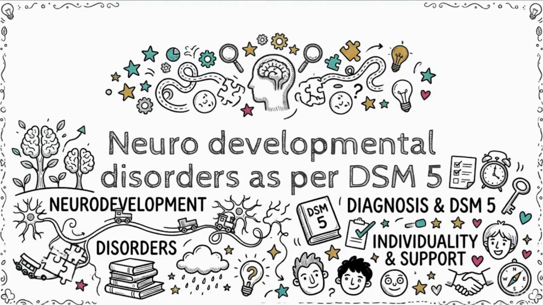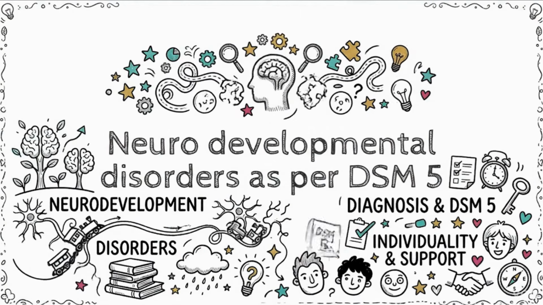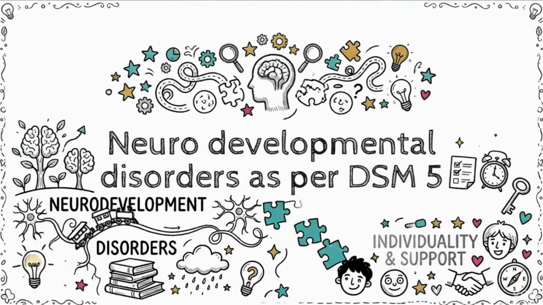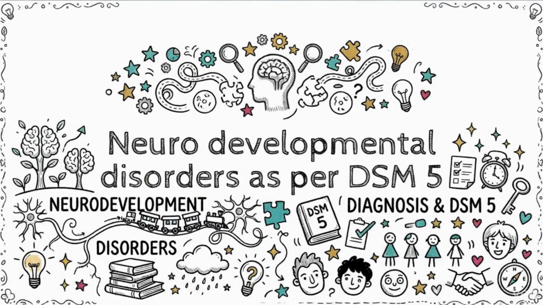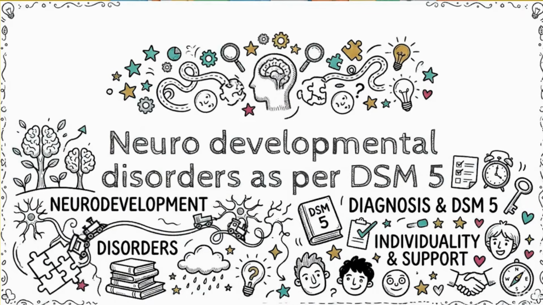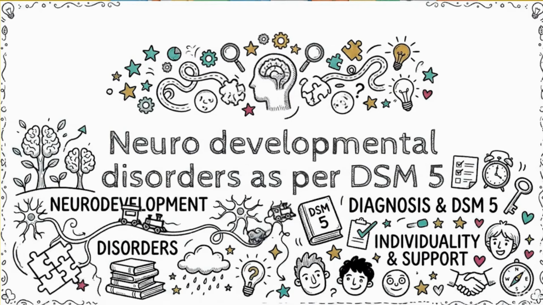Hello everybody, today we are going to start our first section of the Diagnostic and Statistical Manual of Mental Disorders, 5, which is neurodevelopmental disorders, and under this we are going to learn everything strictly as per the DSM-5. So let's just dive right in.